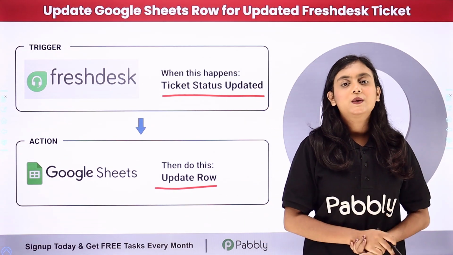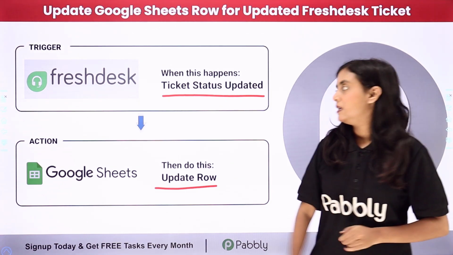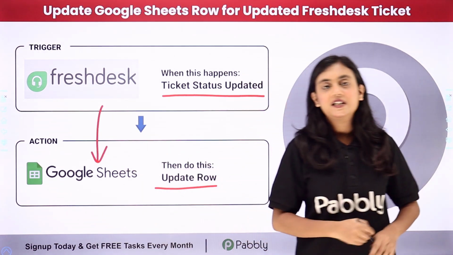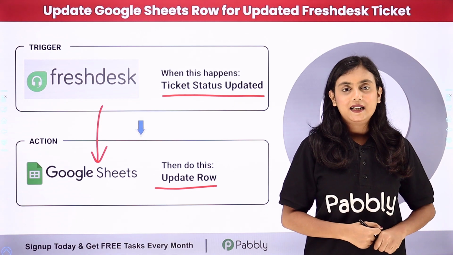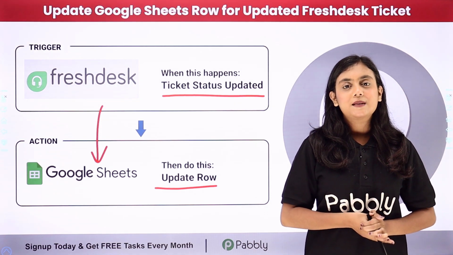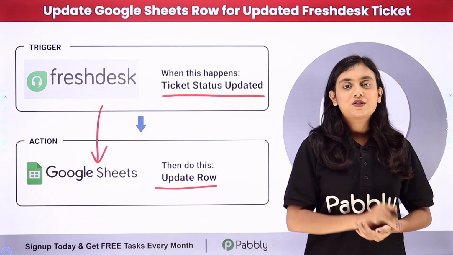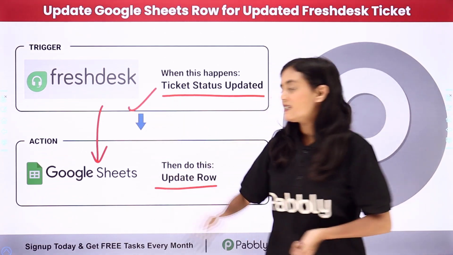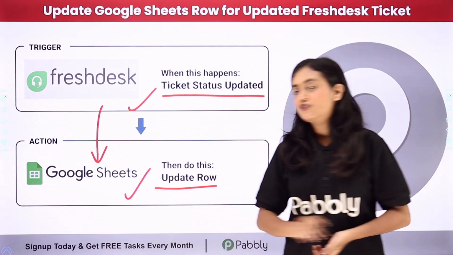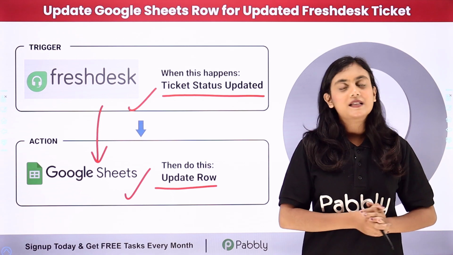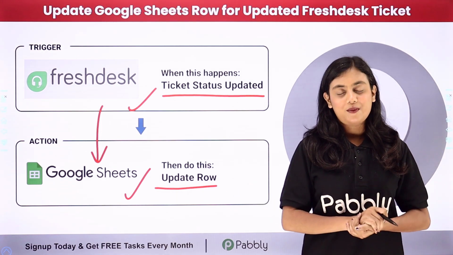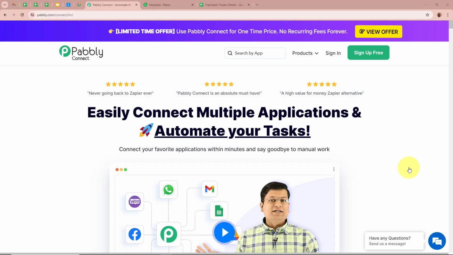Sheets. For that, what we are going to do is we're going to simply create an automation between Freshdesk and Google Sheets with the help of Pabbly Connect. Pabbly Connect runs on two concepts, that is trigger and action. In this process, my trigger application is going to be Freshdesk and my action application is going to be Google Sheets. So if you want to learn how to do this amazing automation, then let me take you all to my screen. In this video, we're going to learn how to update Google Sheets when Freshdesk tickets are updated.